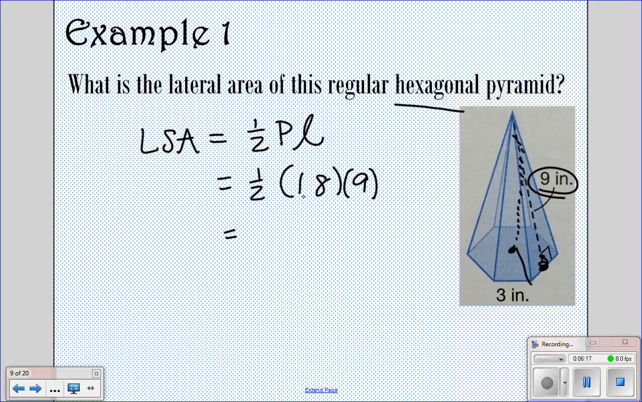So we have 1/2 of 18 is 9, times 9, 81 inches squared, because we are dealing with area. And so that's the lateral area for that pyramid.